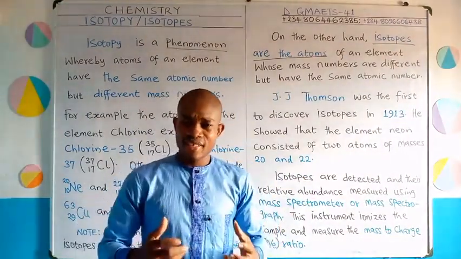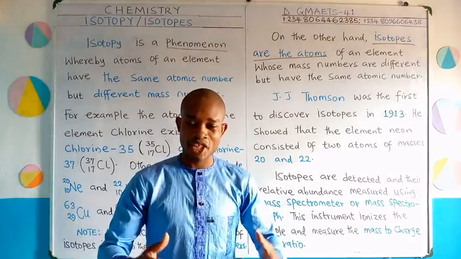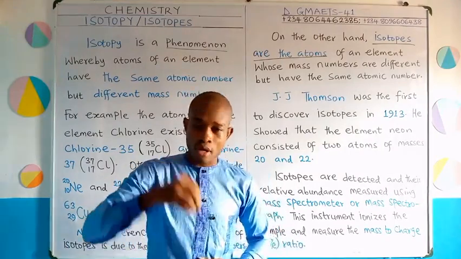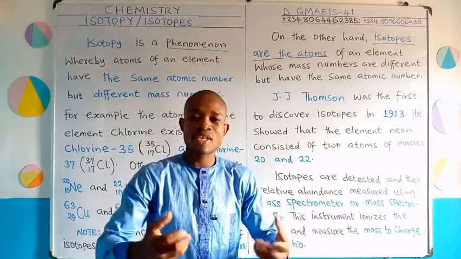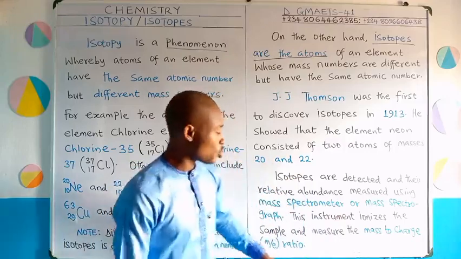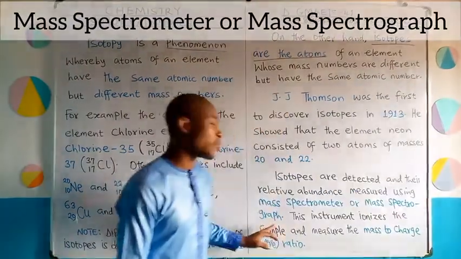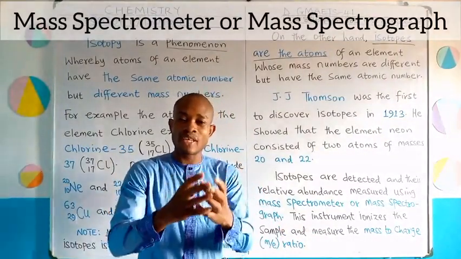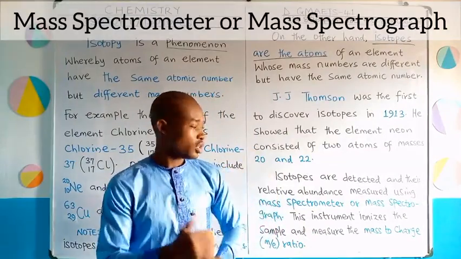How do we detect isotopes? Which instrument do we use to measure the mass to charge ratio, which can now help us to isolate these isotopes into their amount, into their relative abundance, that is their quantity in a given sample? We use the instrument known as mass spectrometer. You can also refer to it as mass spectrograph. This instrument ionizes the sample containing the isotope, alright, and then measures the mass to charge ratio.